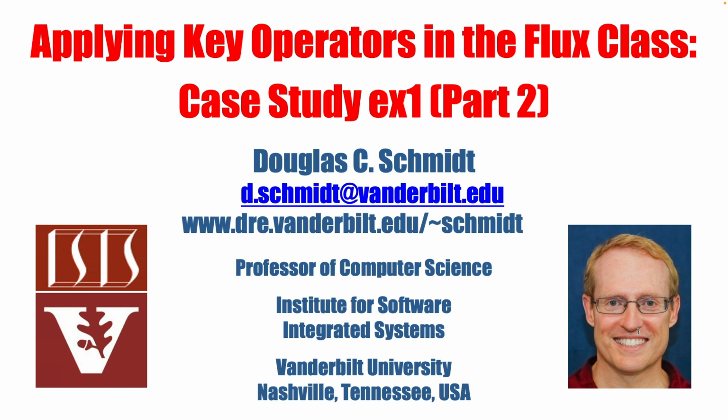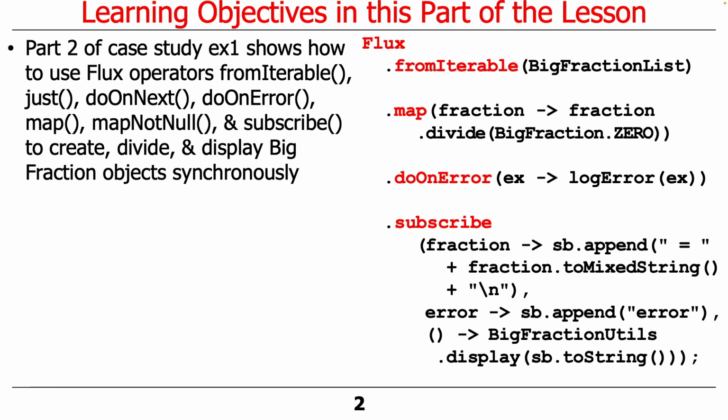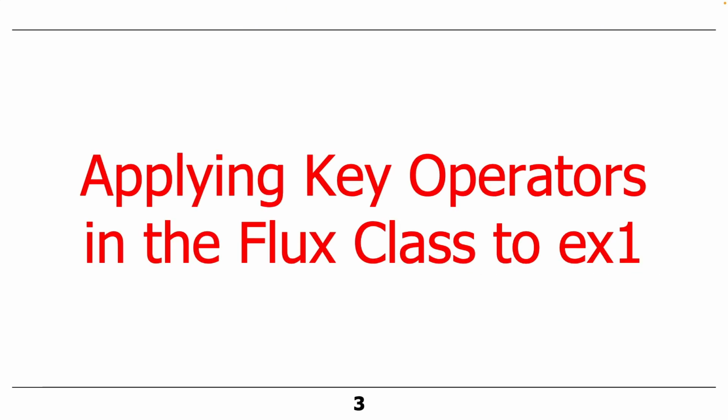So we're now going to talk about part 2 of this case study, and this is going to show off some other things, a little different from what we talked about before, but it's some of the same methods. We're going to add in stuff like mapNotNull and doOnNext, just to do things a little differently when we create, divide, and display our BigFraction objects synchronously.